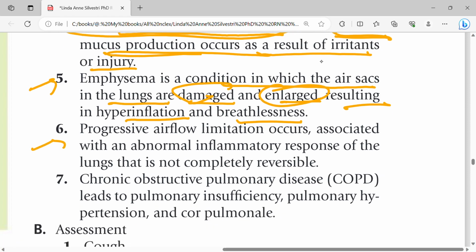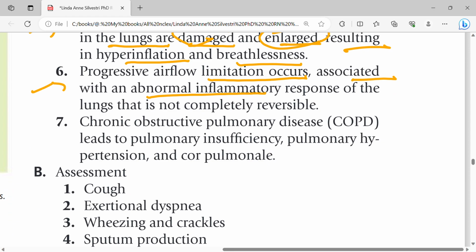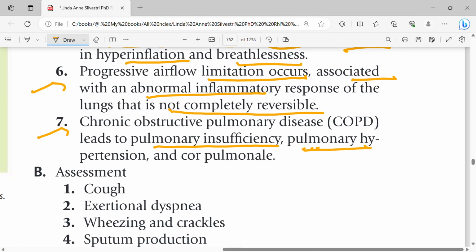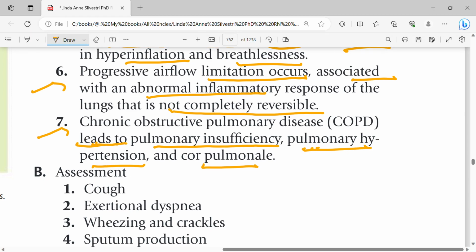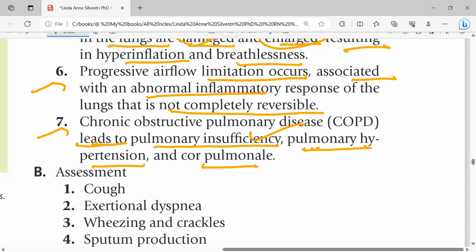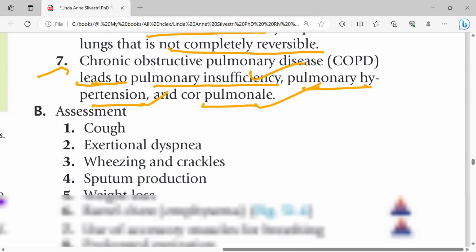Progressive airflow limitation occurs, associated with an abnormal inflammatory response of the lungs, and that is not completely reversible. So this is not completely reversible. COPD will lead to pulmonary insufficiency, pulmonary hypertension and cor pulmonale.